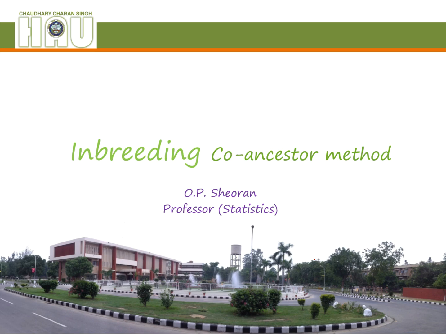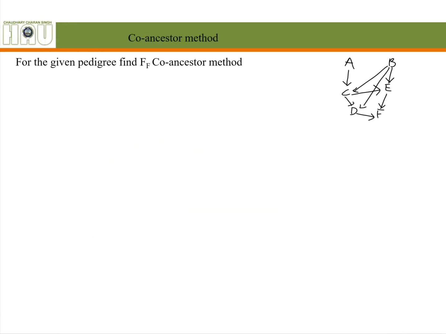So we will discuss all the examples which we did in the pedigree method. Now we will find out the coefficient of inbreeding using the co-ancestor method. So the first example is to find the coefficient of inbreeding F_F. I want to find the coefficient of inbreeding for this individual using the co-ancestor method.